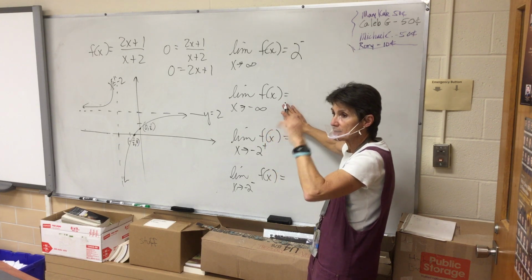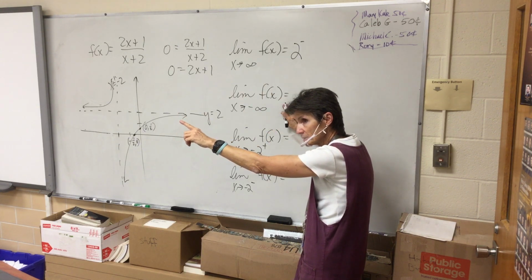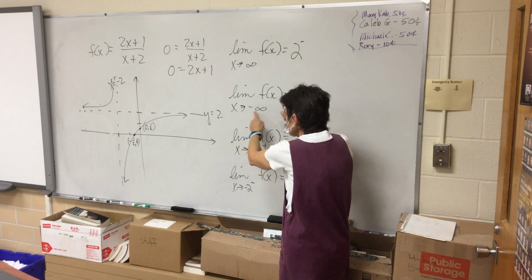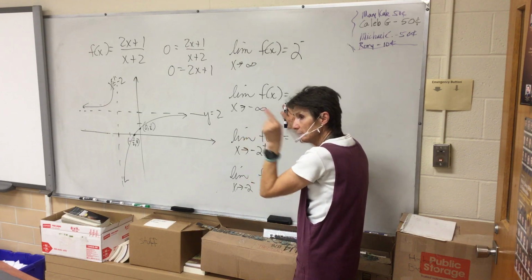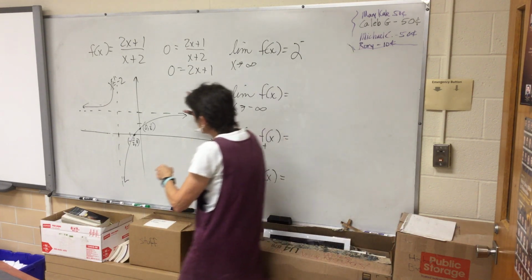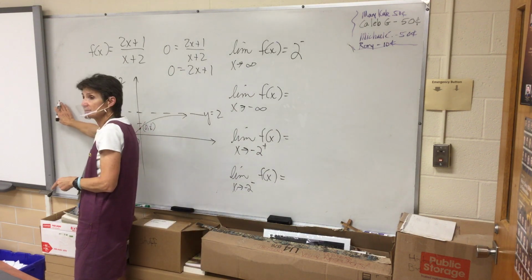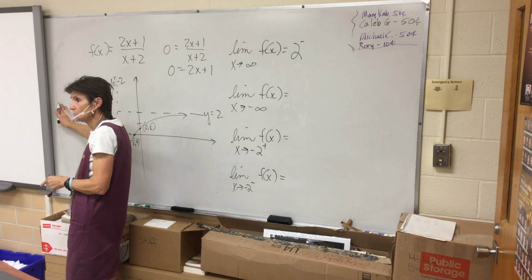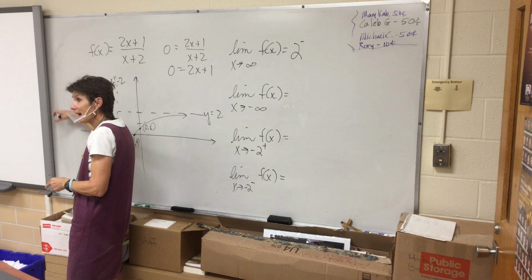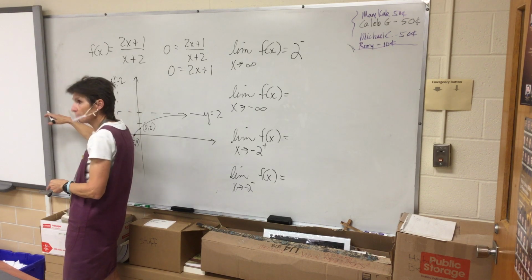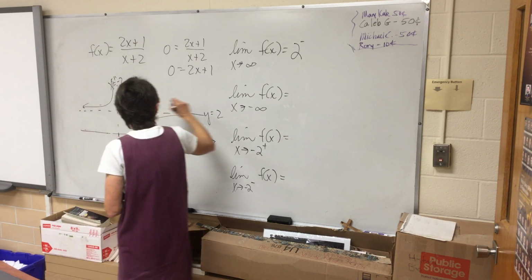Now this says go left. X approaches -infinity. Left. As we go to the left, our picture is still getting closer to 2, but now it's coming down from the top. Yeah. 2 plus.